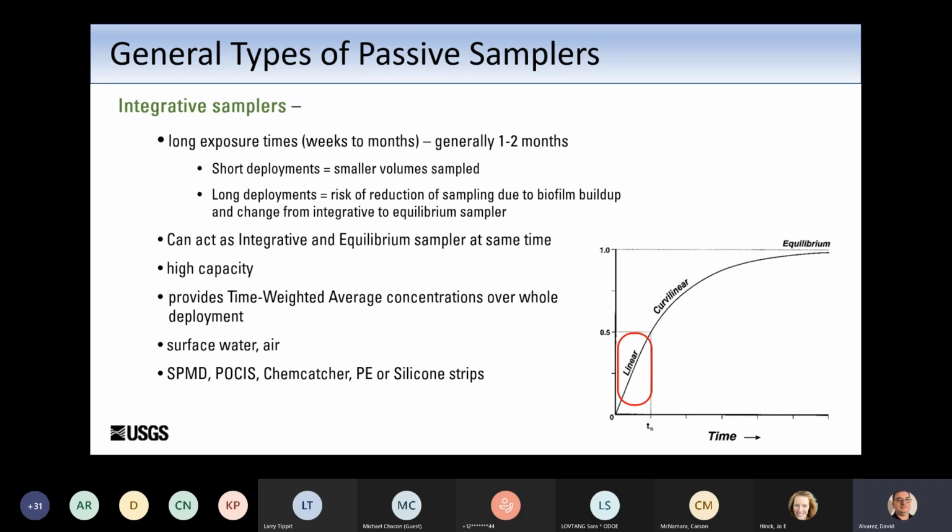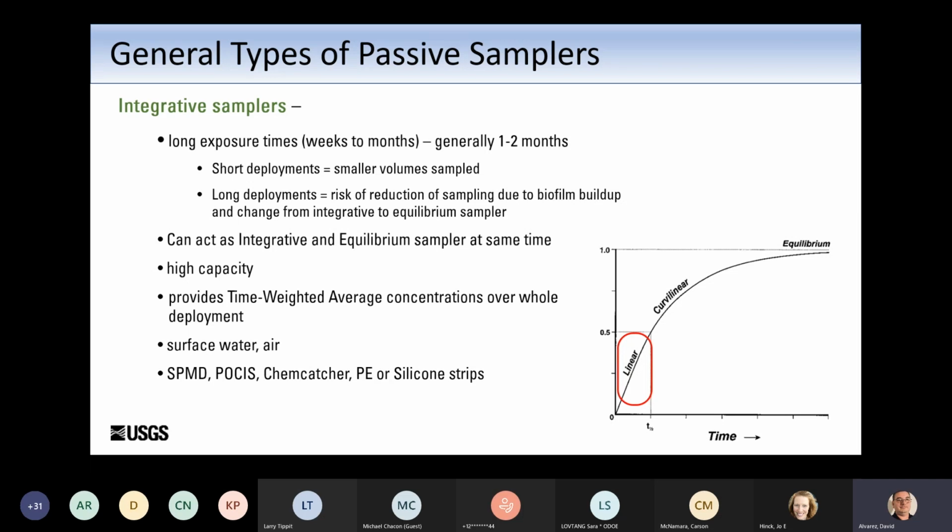Integrative samplers have a much higher capacity to accumulate chemicals over time, which results in being able to use them for much longer exposure periods, getting into weeks to months or longer. An integrative sampler can act as both an integrative and an equilibrium sampler at the same time. For example, a chemical with a low log octanol-water partition coefficient, or log KOW, will reach equilibrium much faster than a chemical with a high log KOW.